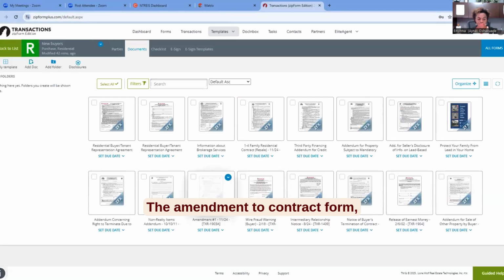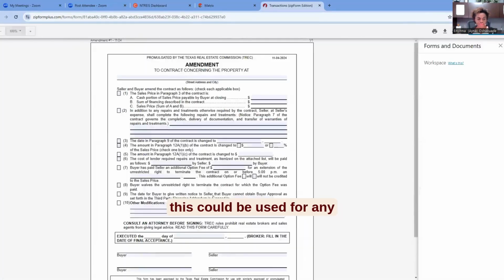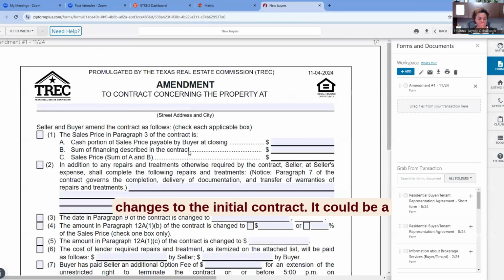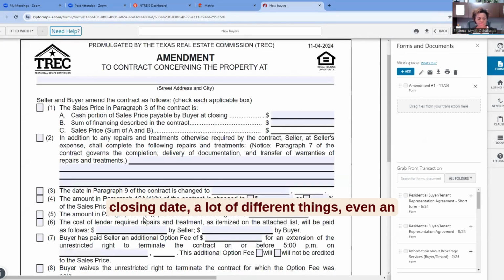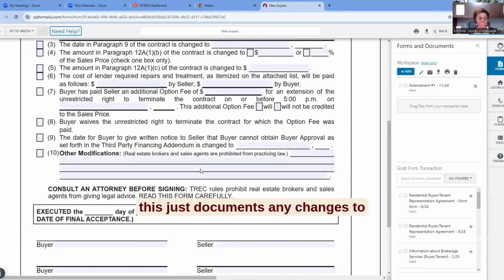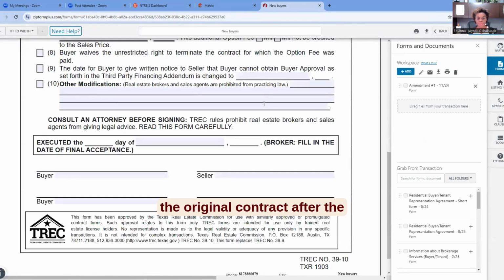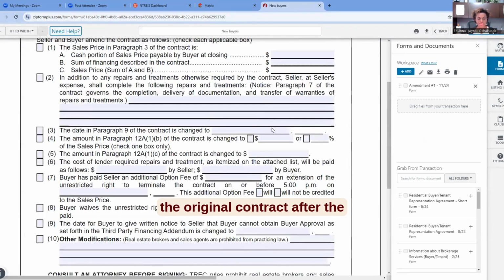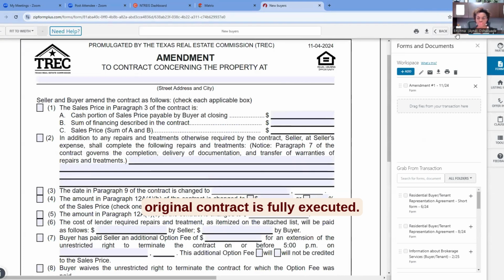So the amendment to contract form could be used for any changes to the initial contract. It could be a change in the purchase price. It could be documenting repairs that the seller is going to complete prior to the closing, the changing of the closing date, a lot of different things, even an extension of the option period. So this just documents any changes to the original contract after the original contract is fully executed.